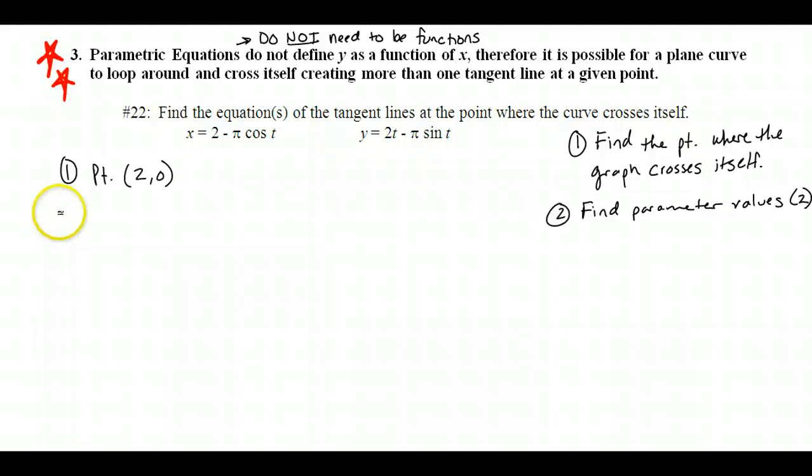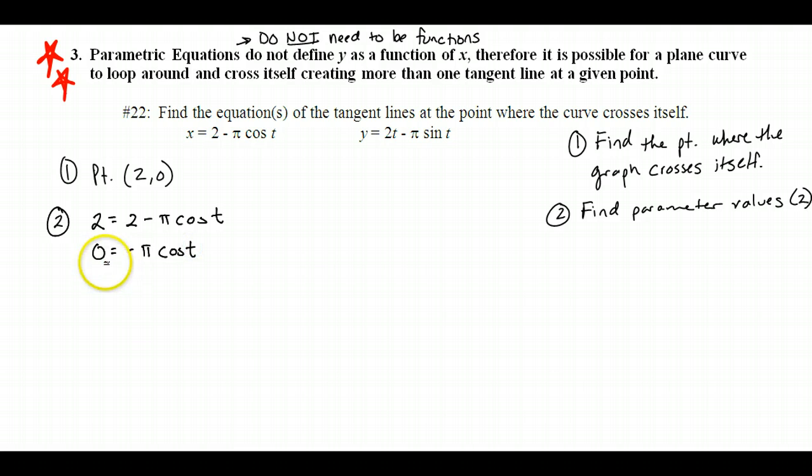In order to find the parameter values, we take our point, (2, 0), and plug it in. We're basically solving for that parameter, t. So I have 2 is equal to 2 minus pi cosine t. If I subtract 2 from both sides, that gives me 0 equals negative pi cosine t. If we divide by negative pi, we get 0 is equal to cosine t.